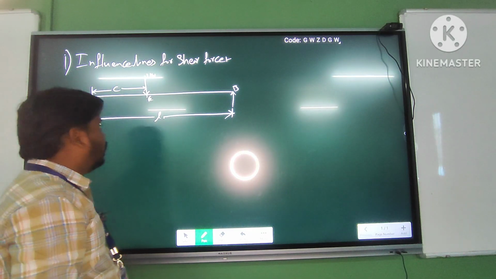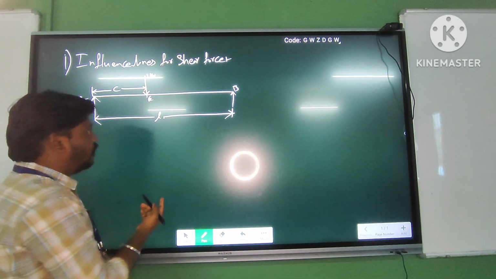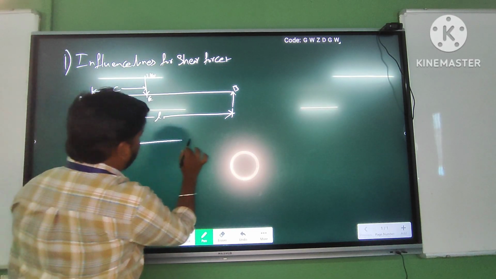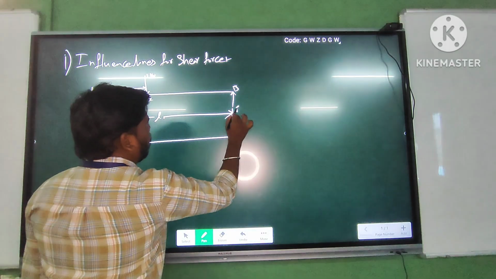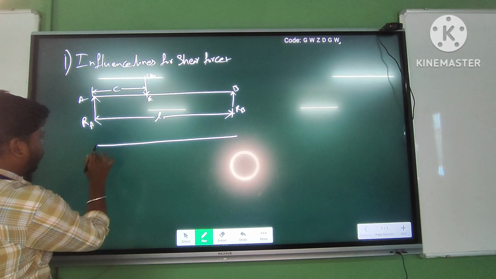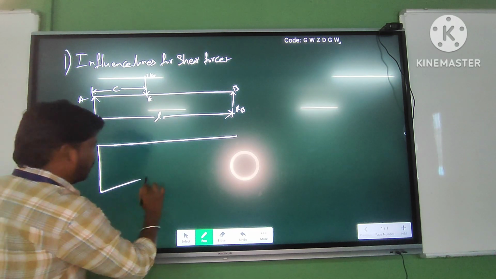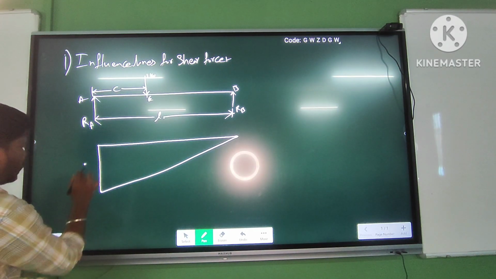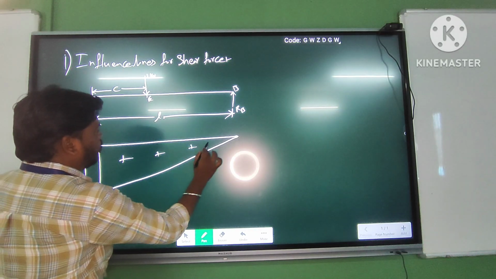Before going to draw the influence lines for shear force, first we will draw the influence line for the reactions. First we will draw the influence line for reaction RA. This is RB. What is the variation for the influence line for reaction RA? We have seen in the previous lecture that it is linearly varying like this. This is the intensity of 1. This is all a positive zone.